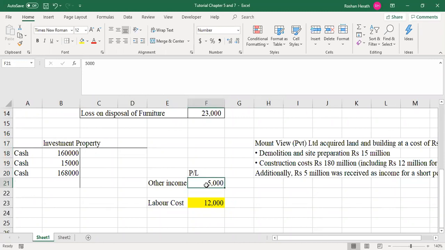So here you can see that it is not something related, it is not the kind of outcome that comes in the process of converting the investment property for its intended use.